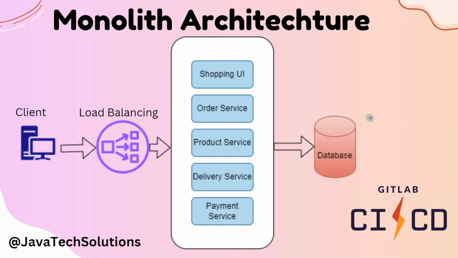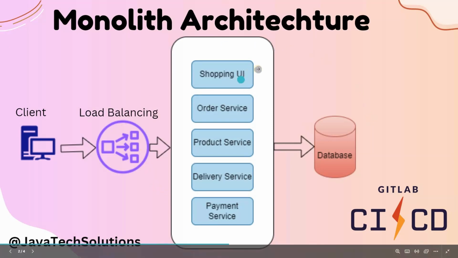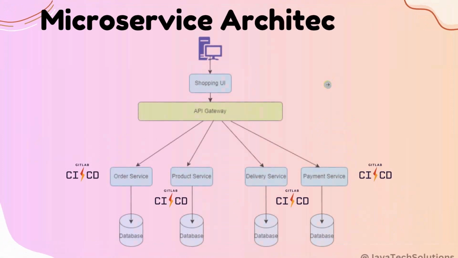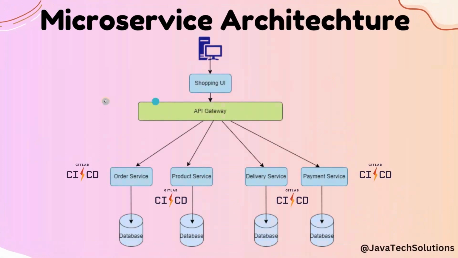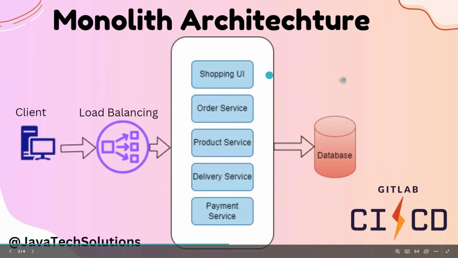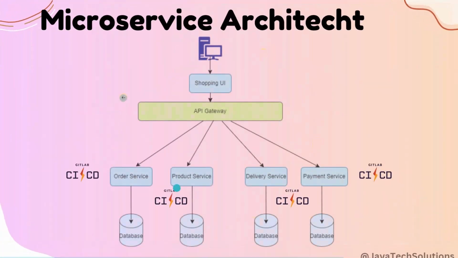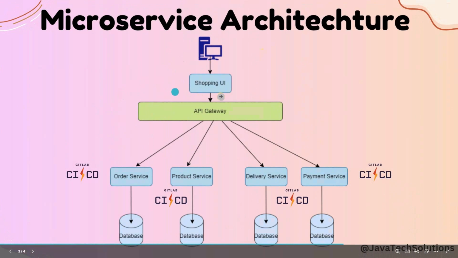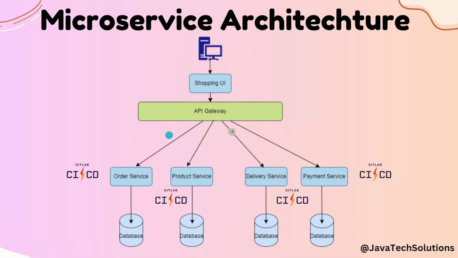Now if we talk about microservice architecture, to overcome those issues we need to use the microservice architecture. The application that I showed over here, this monolith architecture, is broken into a microservice architecture in this way. So client, then this user interface, here is the one API gateway.